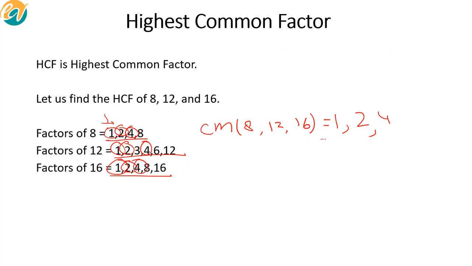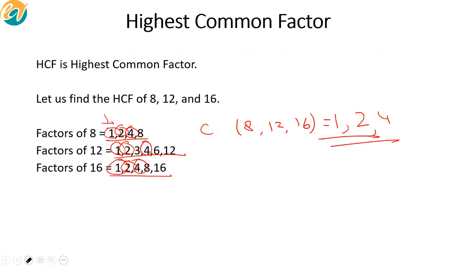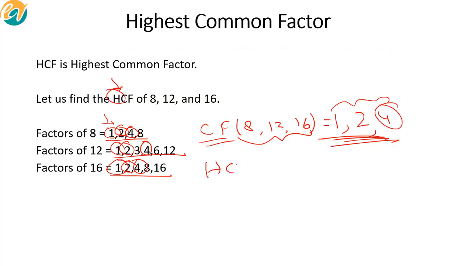Sorry, I mistyped it. We are looking at common factors. So these are the common factors of 8, 12, and 16. Now, out of these common factors, which is the highest? That's called the highest common factor. And in this case, it is very evident that the highest common factor of 8, 12, and 16 is 4. That's the answer. 4.